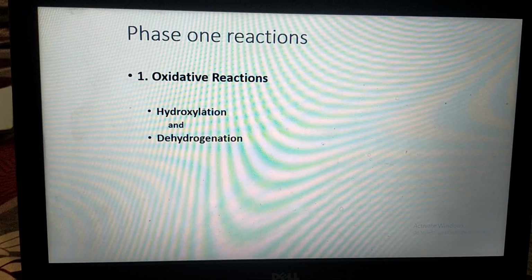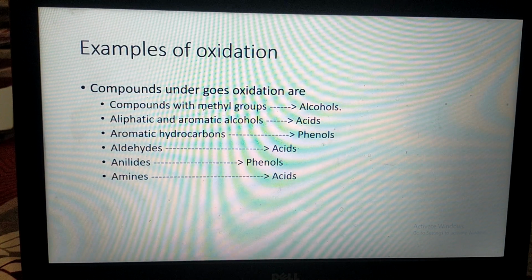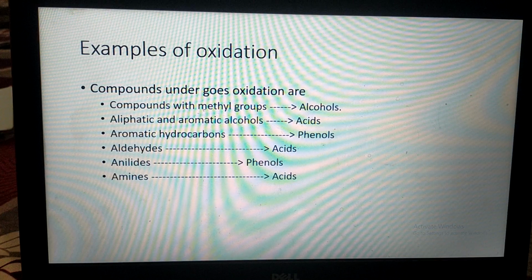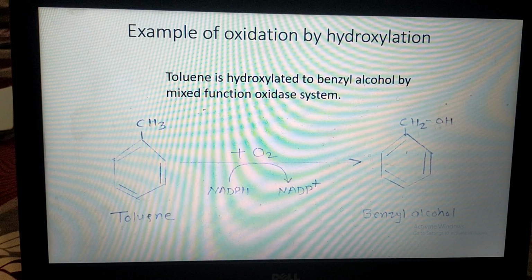Now we will start phase 1 reactions, and the first reaction of phase 1 is oxidative reactions. They are also called hydroxylation or dehydrogenation. Now these are the examples of the compounds which undergo oxidation in our body. Compounds with methyl group get oxidized to alcohol. Aromatic and aliphatic alcohols are converted into acids. Aromatic hydrocarbons are converted into phenols. Aldehydes are converted into acids. Anilides are converted into phenols, and amines are converted into acids. So these substances undergo oxidation.